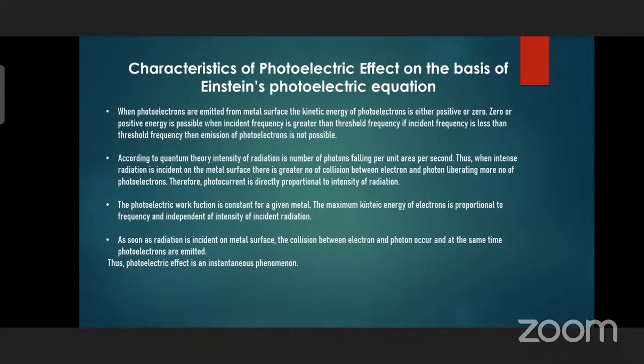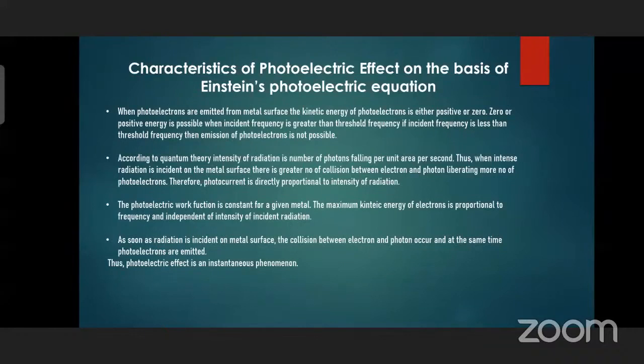According to quantum theory, the intensity of radiation is the number of photons falling per unit area per second. Thus, when intense radiation is incident on the metal surface, there is a greater number of collisions between electrons and photons, liberating more photoelectrons. Therefore, photocurrent is directly proportional to the intensity of radiation.